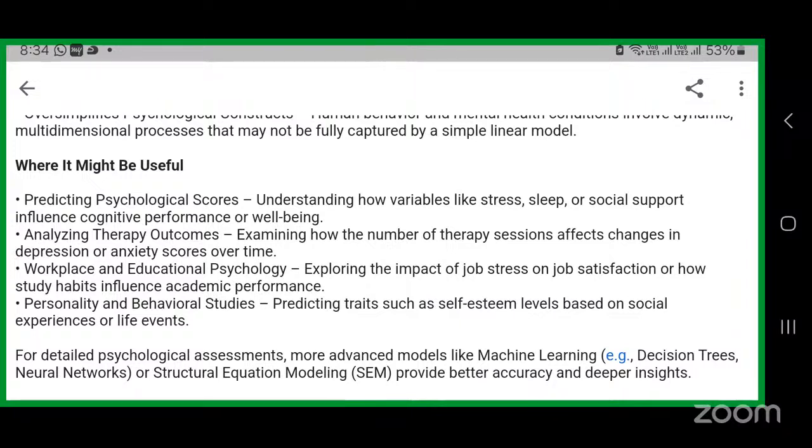So where it might be useful: predicting psychological score, understanding how variables like stress, sleep, or social support influence cognitive performance or well-being. So when it is the psychological test score, for example, the total time taken, that may be your outcome variable. So if it is more than 2 minutes, and whether below the 2 minutes, below 2 minutes means log odds will be the 1, and above means log odds will be the 0.